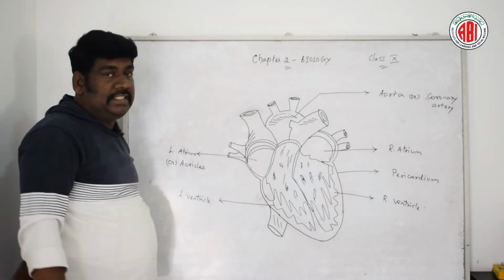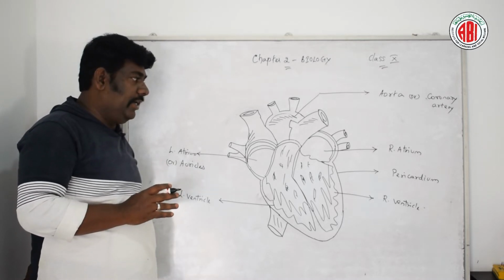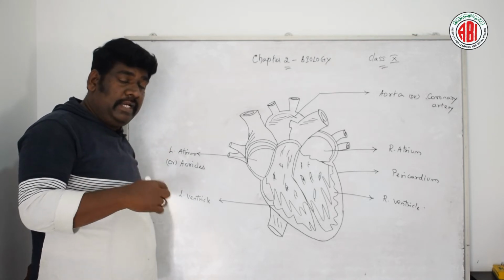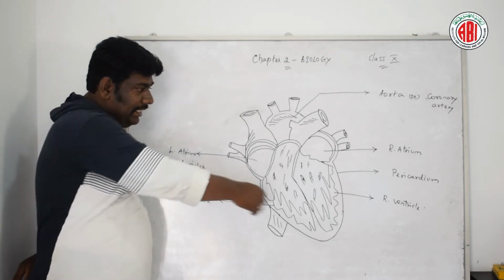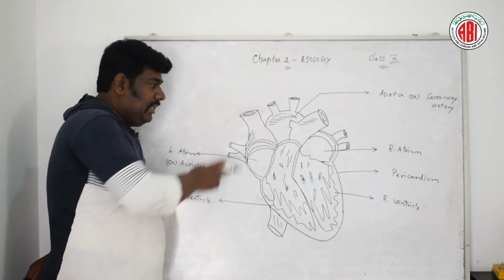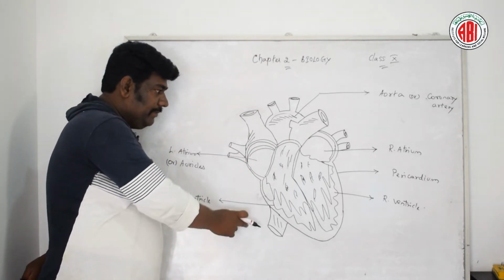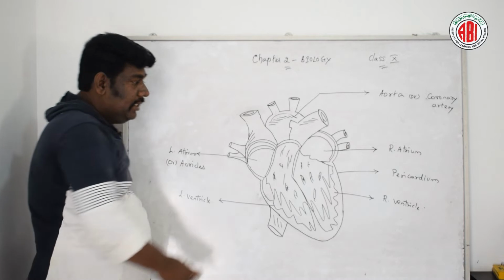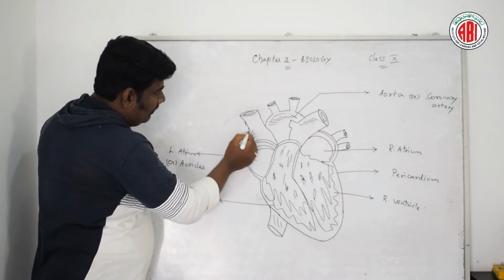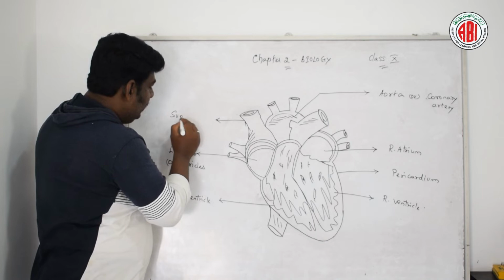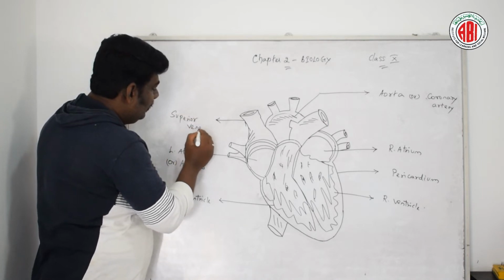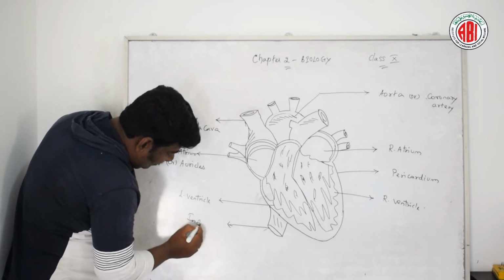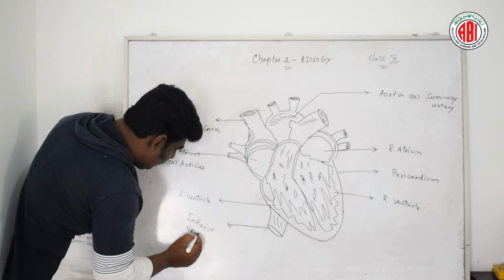Okay, and next, apart from this, we are going to mention the rest of the labeling. One label I would like to mention that is very easy to remember. See, in the entire heart structure, you can see there are two large pipe-like structures. One is on the upper side, the other one is on the lower side. So this upper side large pipe is called superior vena cava, and the lower one is called inferior vena cava.